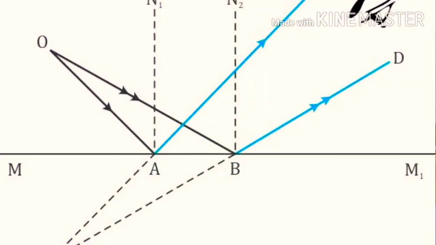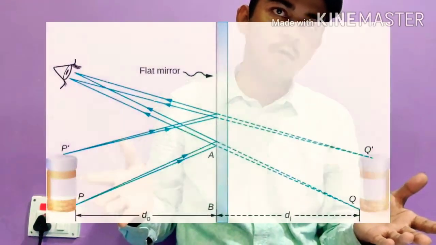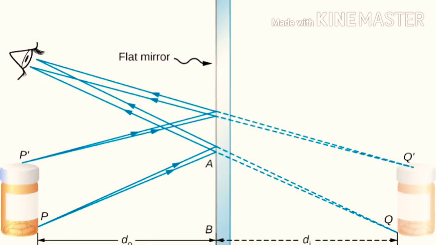This is the ray diagram of a point size image, and this one is the ray diagram of a large image. You can take a screenshot for future reference. So now let us see a few uses of plane mirrors.